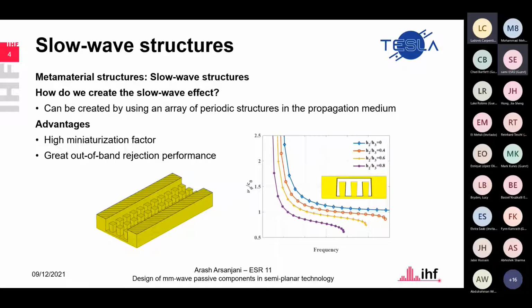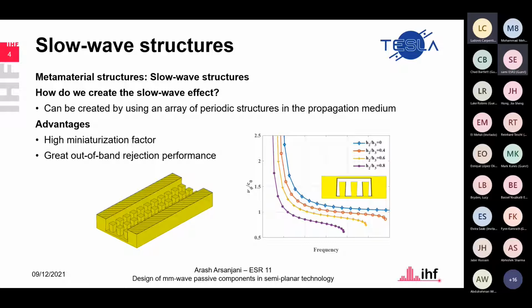In general, slow wave structures are waveguides or transmission lines in which the wave travels with a phase velocity equal to or less than a certain pre-designated velocity of wave propagation. In these structures, you usually have waves traveling with a lower phase velocity.